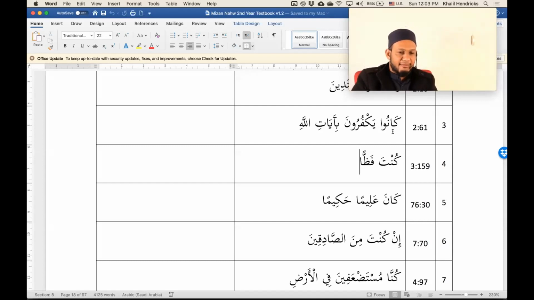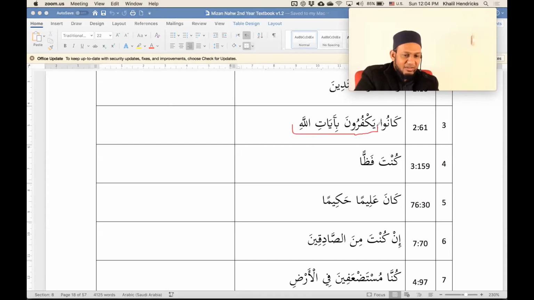I think it's a Jumla Ismiya. Good, but it's not a jumla ismiya. It is a jumla, but not ismiya. It's going to be a fi'liya, yakfuruna. So the khabar kana is this whole jumla: yakfuruna, disbelieving in the verses or signs of Allah. That is the khabar kana. So kanu, they used to. It gives news about what they used to do. They used to disbelieve in the signs of Allah. So there's the ism kana, and there's the khabr kana.